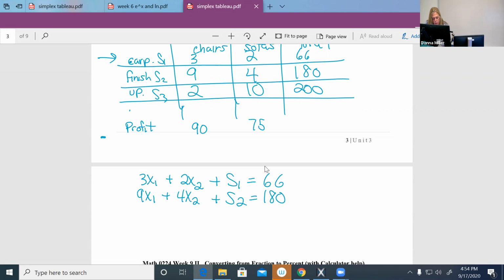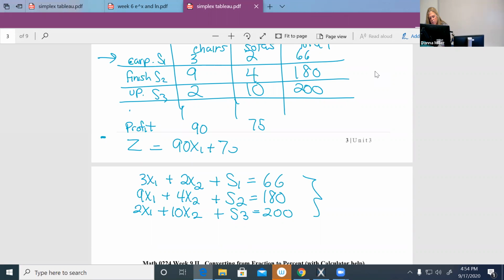And then the third equation would be 2x1 plus 10x2 plus the third slack variable, the leftover upholstery, equals 200. All right. So what I've just set up are all my constraints that are going to go in my matrix. Now the profit goes in the bottom line of the augmented matrix. What you do with the profit is what they call Z, and it's 90x1 plus 75x2.